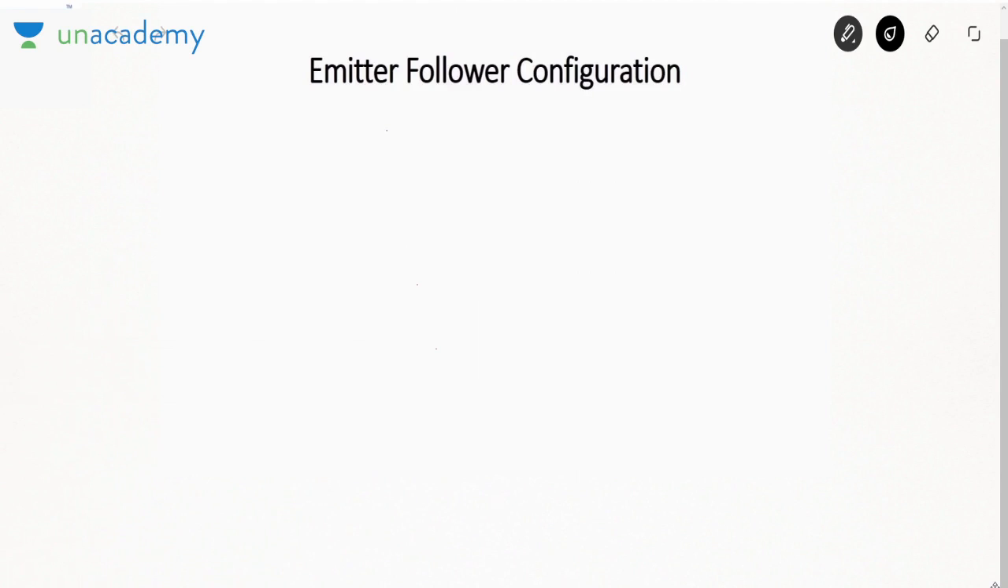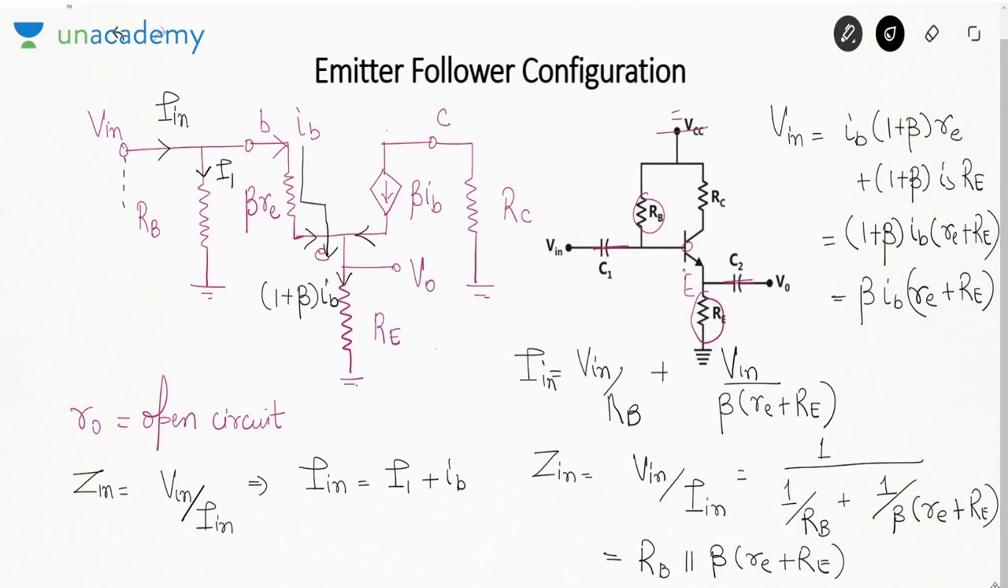Now, if you want to find out output impedance Z out, how do we calculate Z out? It is V out over I out when the input voltage is 0. So in this case, you have to ground this. If you ground this, this RB becomes grounded, and we have to calculate V0 by I0. Now, how will you calculate this term V0 by I0?